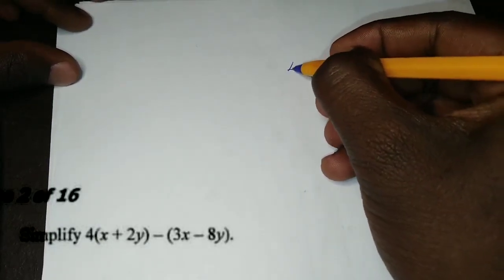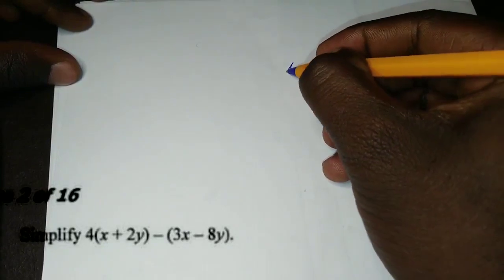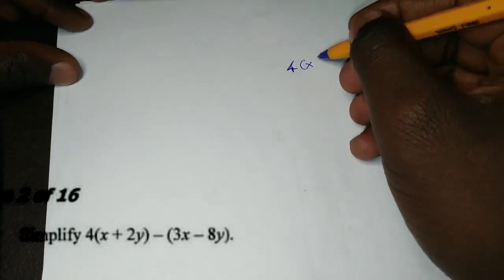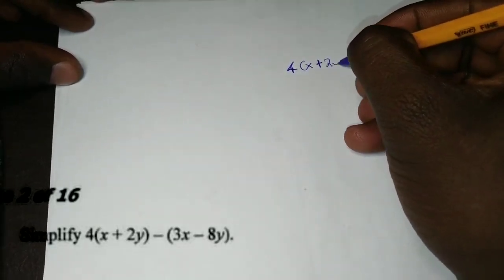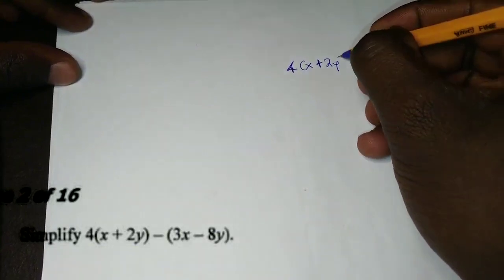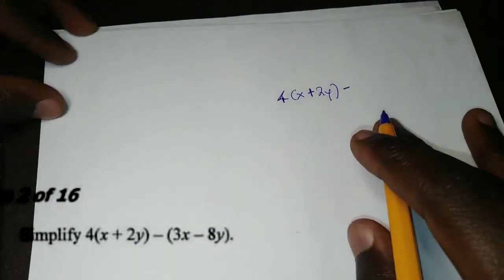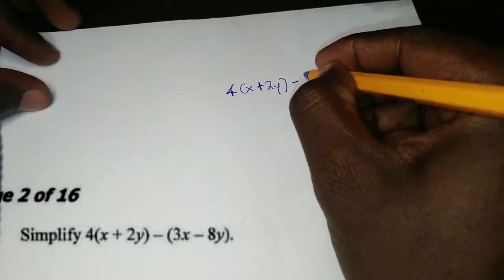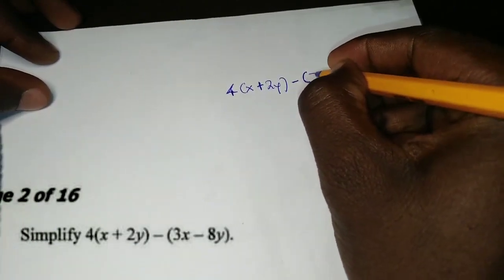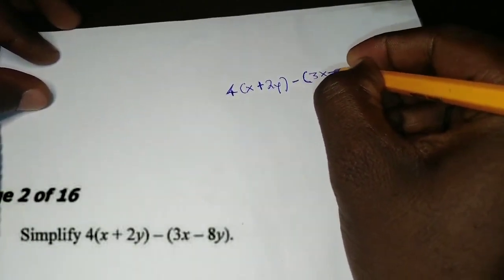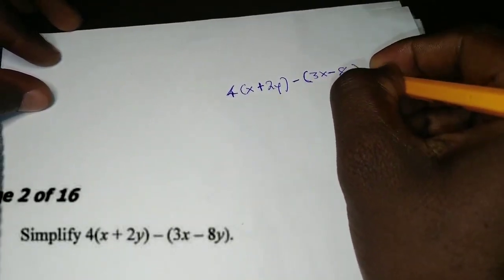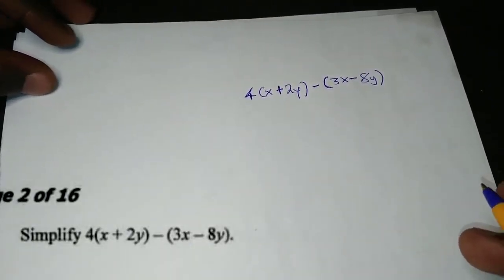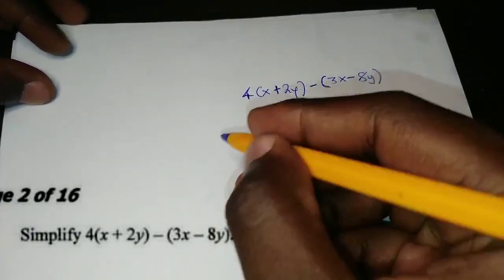So we have 4, x plus 2y, then minus, open brackets 3x minus 8y. And the question says that we simplify. So how do we simplify such a question?